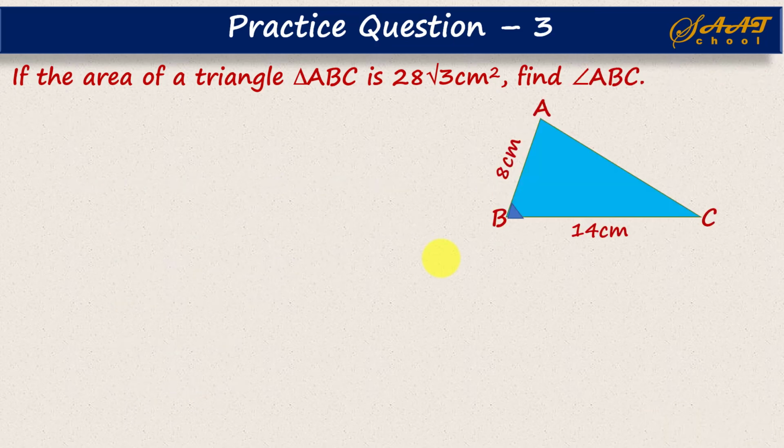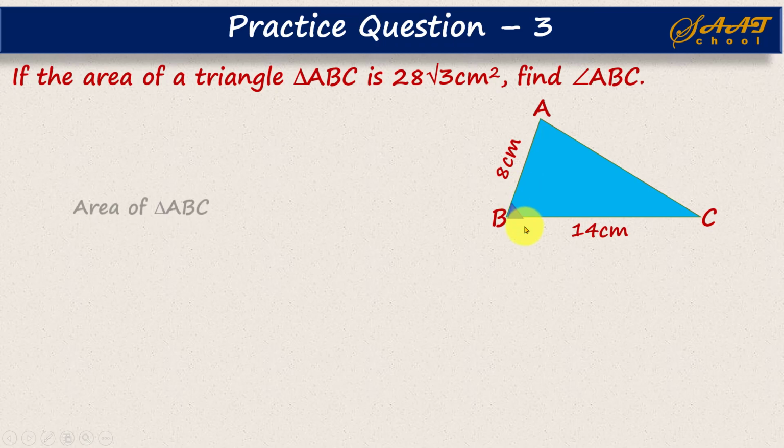Now here is practice question 3. We have the area of the triangle, which is 28 square centimeter. Now we have to find angle ABC. So we use the same formula in this case as well. We have 8 centimeter, the length of AB. We have BC, which is 14 centimeter. The area of the triangle is given. Now here we find this angle.